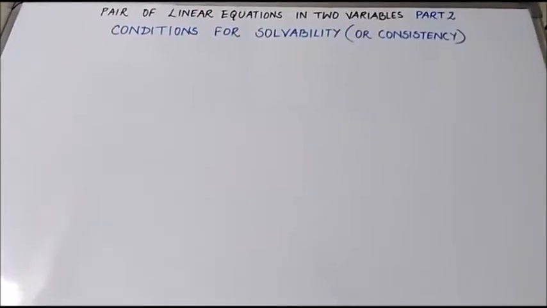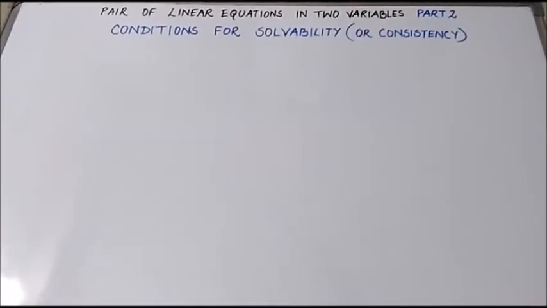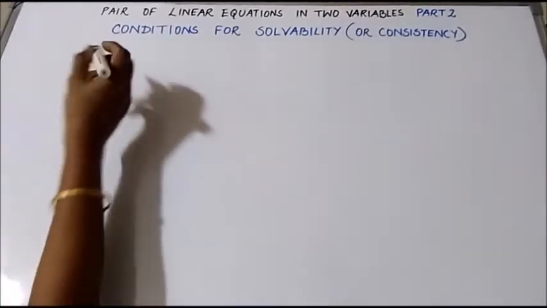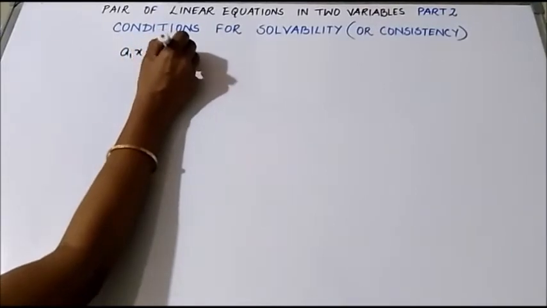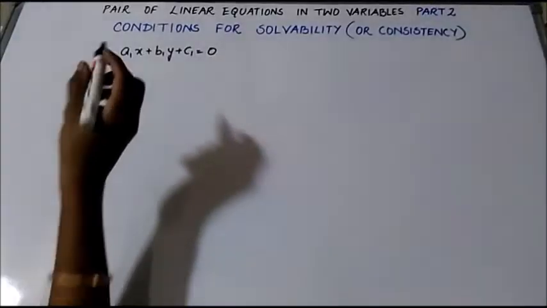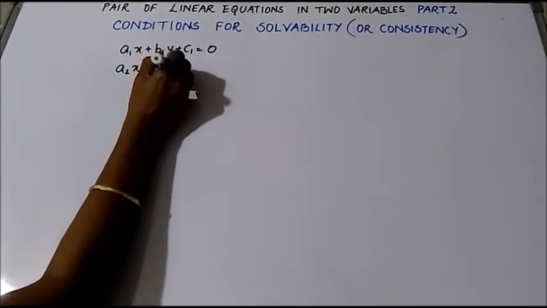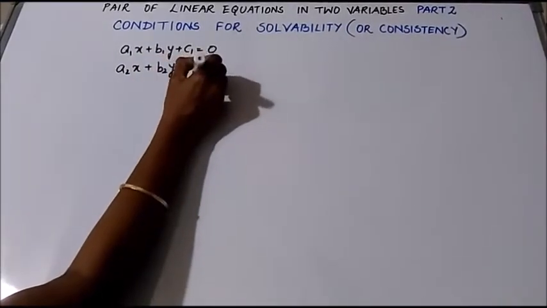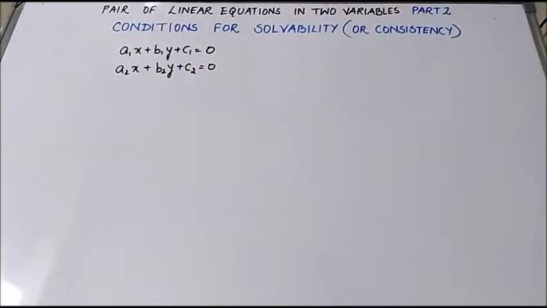Now let us do conditions for solubility or consistency. Now we all know that the graph of linear equation in two variables is always a straight line. Now here we are given two equations, a1x plus b1y plus c1 is equal to 0, where a1 and b1 should not be equal to 0. Next equation, a2x plus b2y plus c2 is equal to 0, where a2 and b2 should not be equal to 0. Now given two equations, we will get two lines.